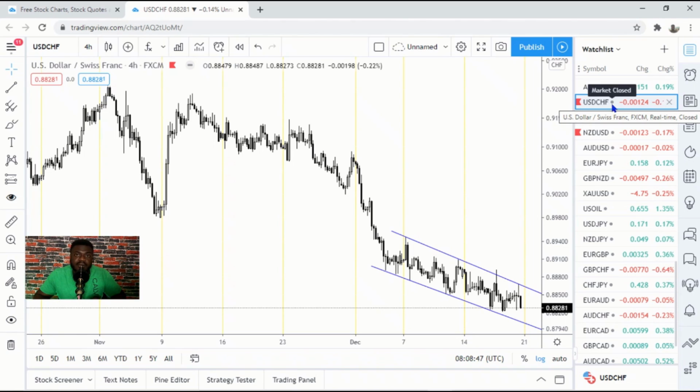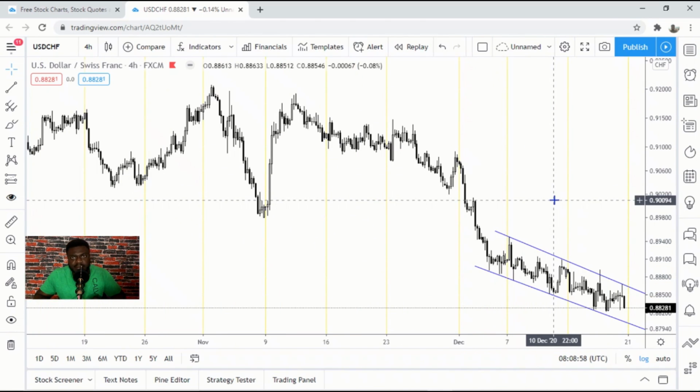We have the USDCHF, the USD CAD, and the NZDUSD in focus for this week. Like I noted already, for this week, we'll be taking a look at the USDCHF, the USD CAD, and the NZDUSD in that order. I'll begin with the USDCHF.